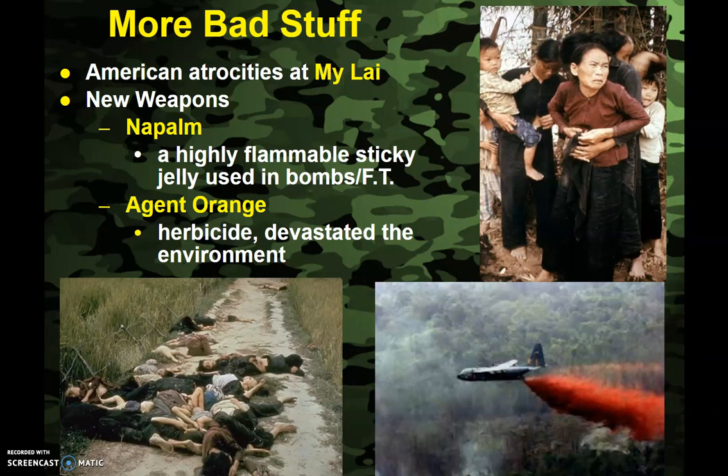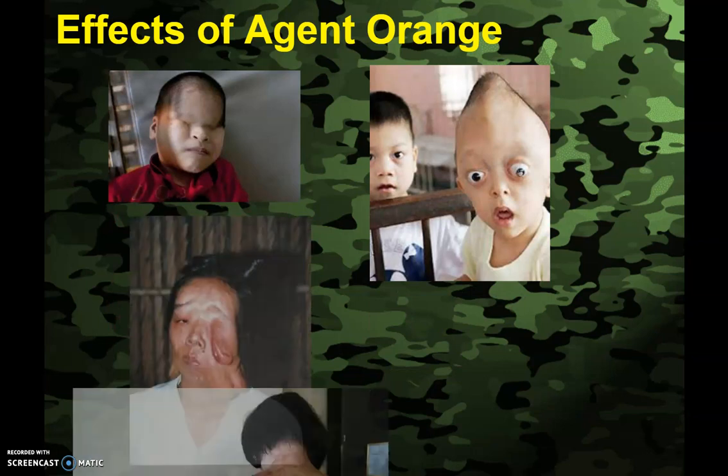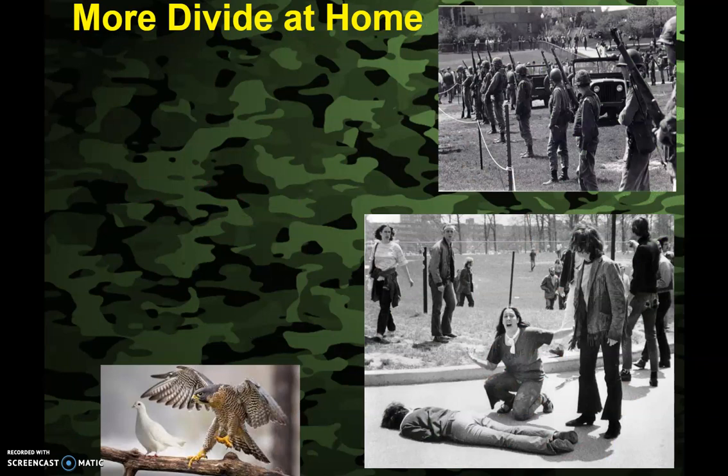Obviously, that's going to cause a lot of issues for the people living in this area. A lot of their vegetation is going to be destroyed with this, which means that starvation is going to rise. And there's a lot of birth defects that come out of the Agent Orange. Here's some people whose conditions are attributed to their contact with Agent Orange or napalm.